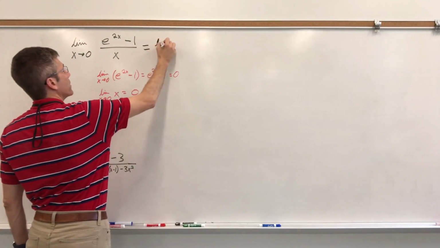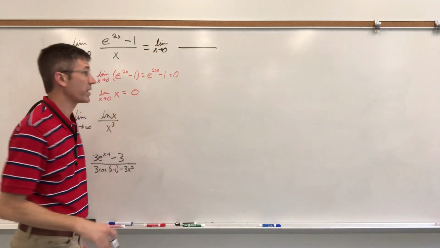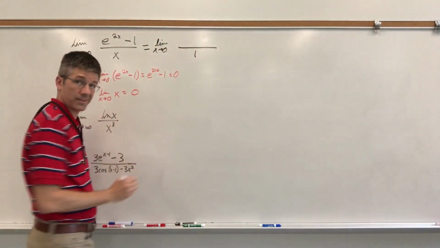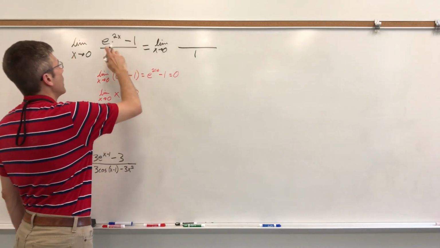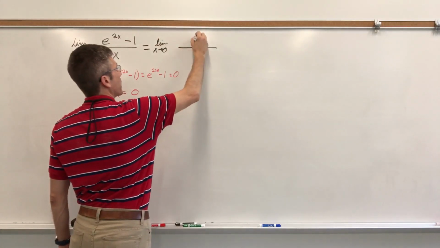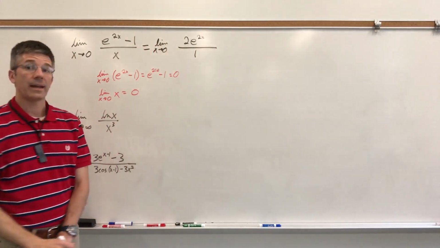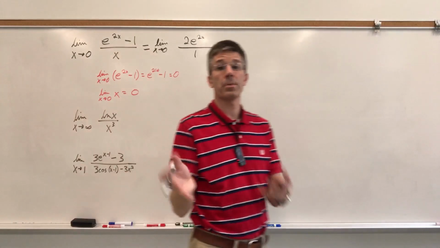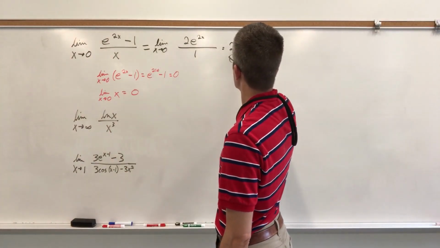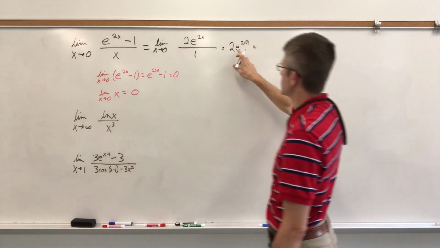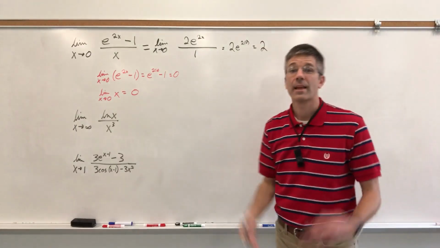So we're going to find the limit as x approaches 0 of the derivative of the numerator over the derivative of the denominator. Denominator is pretty easy, right? The derivative of the numerator is, well, the negative 1 goes away. e to the 2x becomes e to the 2x. Chain rule means I multiply by 2. There we go. And now it is perfectly okay for me to plug in a 0 for x. So I will have 2e to the 2 times 0, so 2 times e to the 0. e to the 0 is 1. I have 2. Found it.